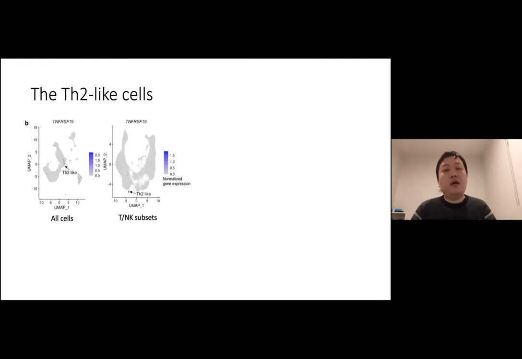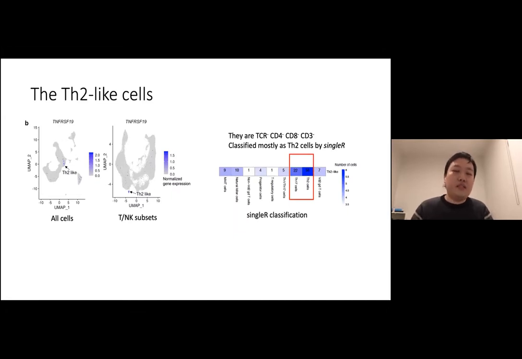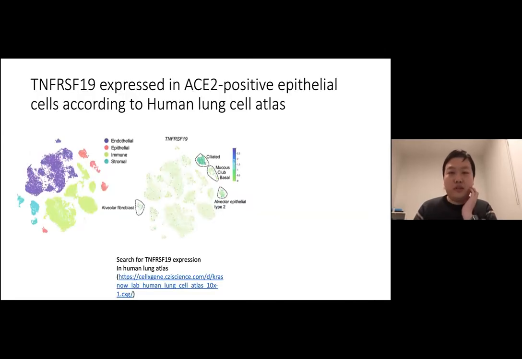Next we look at this new, well, I can't really say it's new, but it's a real cell type that we couldn't annotate with the known databases. If we use SingleR, it classifies the cells as Th2 cells, and indeed they expressed some Th2 cell markers, but they lacked CD4 and CD8, which are very important T cell markers, and they also expressed a few NK cell markers. Most interestingly, they expressed a gene called TNFRSF19. This is not a gene that is typically expressed a lot in immune cells; on the contrary, this gene is expressed in epithelial cells.